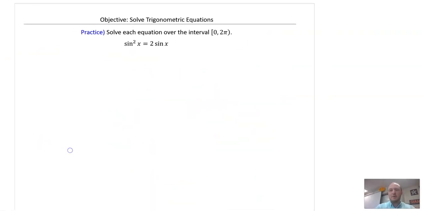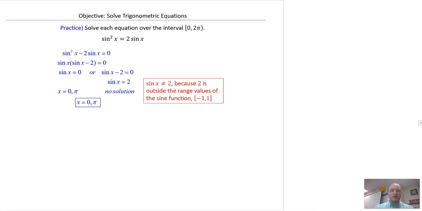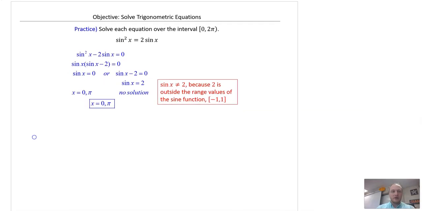All right, here is a practice problem. Please pause this one, go ahead and give it a go. All right, hopefully you have paused it. Here is the solution. Okay, and you should have gotten 0 and pi, right? Sine of x equals 2. Again, 2 is outside of the range, right? So we throw that one away.